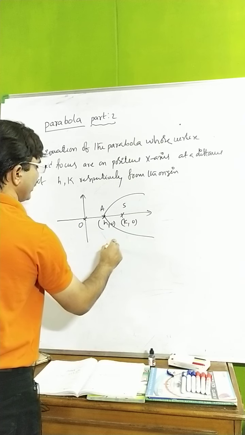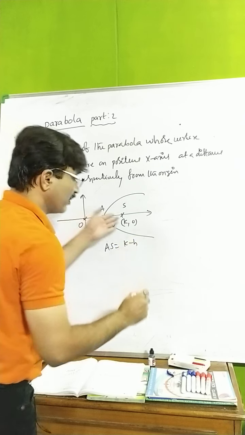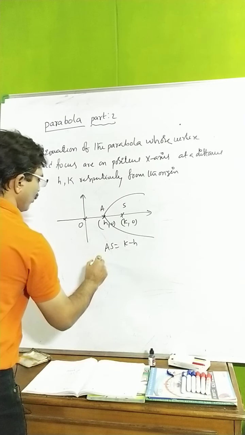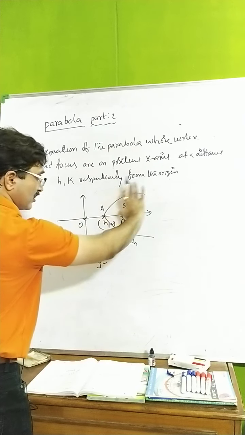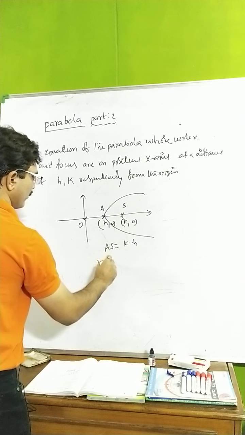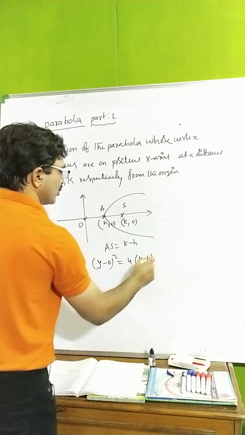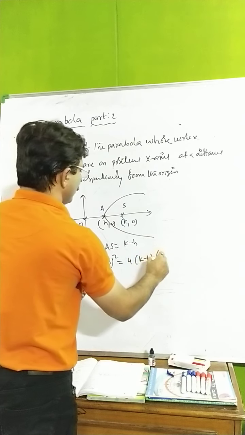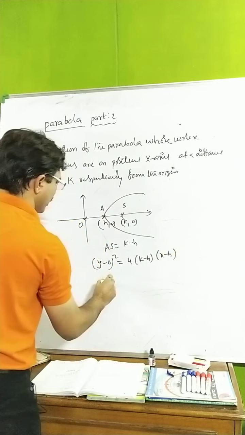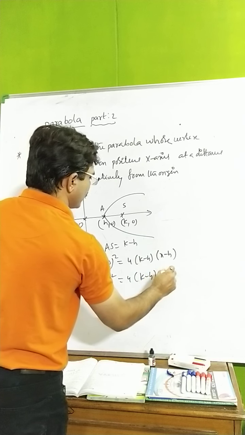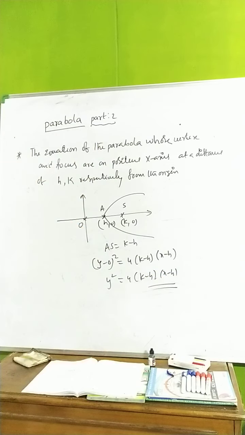And you know very well AS is nothing but k minus h. K is bigger than h, that's why we are getting k minus h. So the shape is in this way. y minus 0 whole square is equal to 4 into k minus h into x minus h. So the answer is y square equals 4 into k minus h times x minus h. We got it like this.